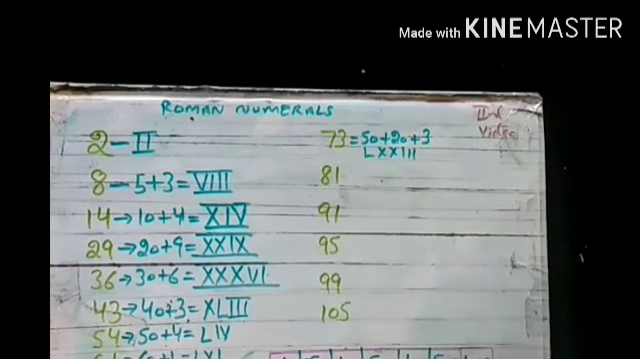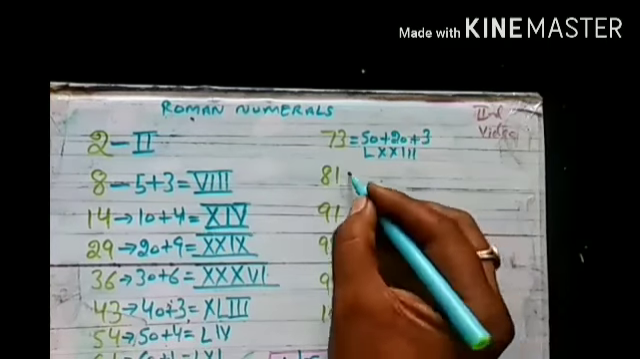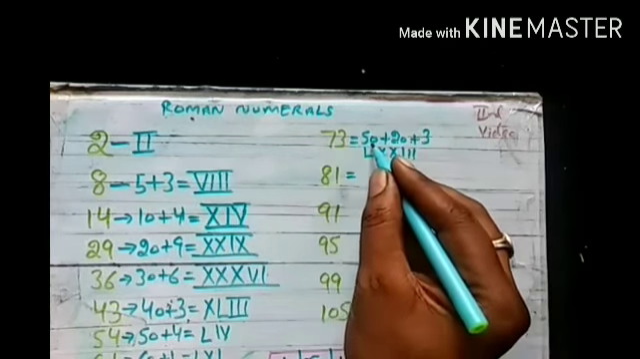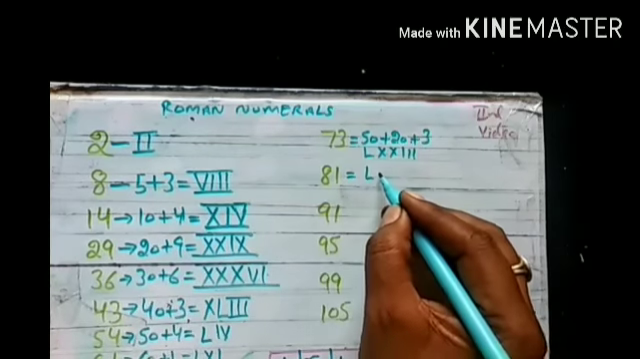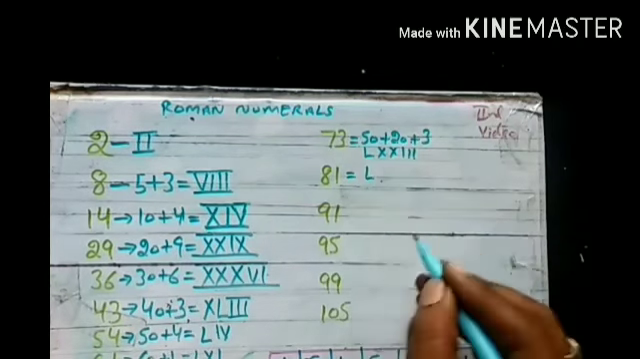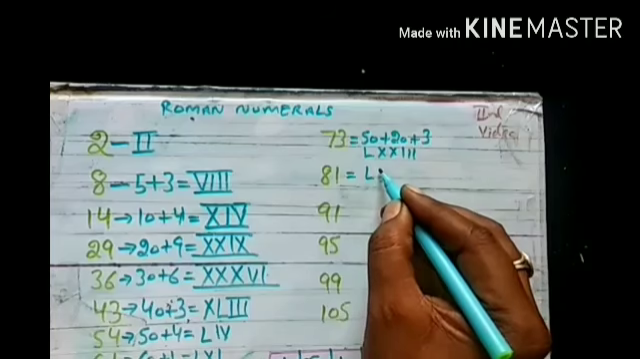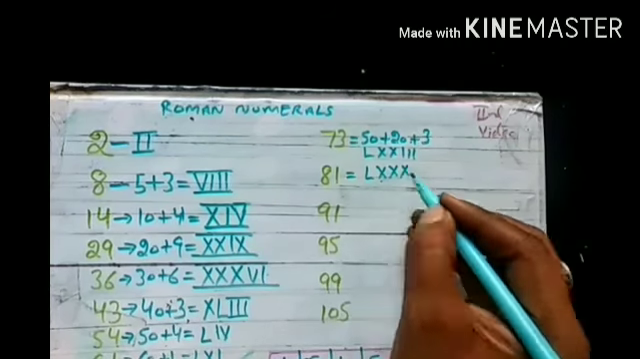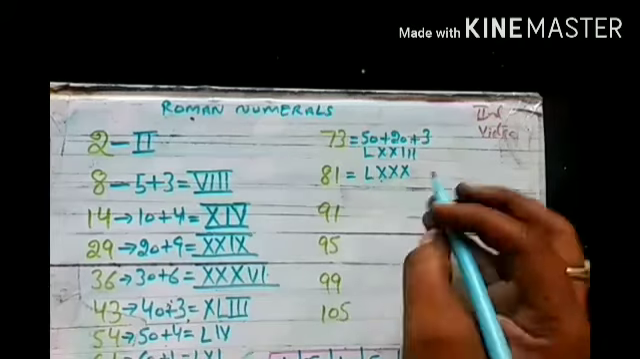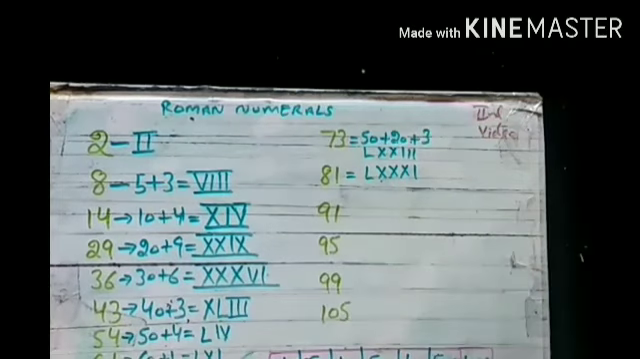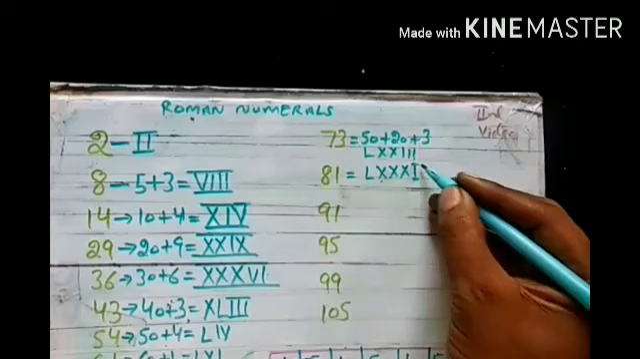Now 81. 81 is 50 plus 30 plus 1. 50 means L. And 30 means triple X. And 1 in place of I. Okay. So this is the answer.